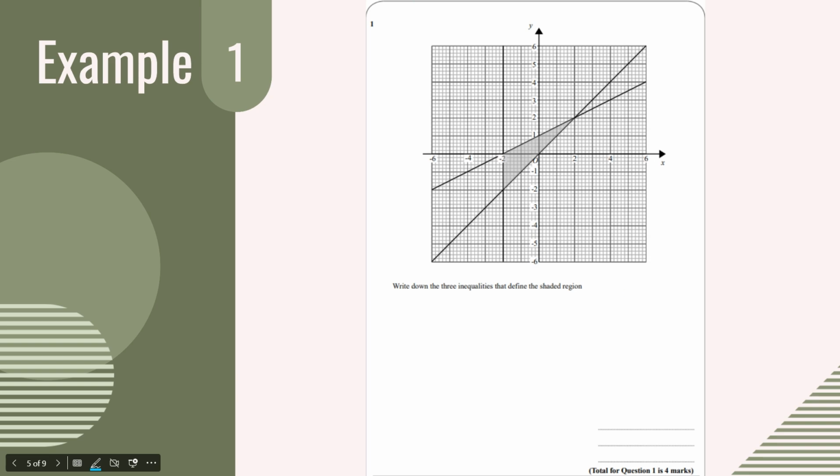So, in our first question, we're asked to write down the three inequalities that define the shaded region. If you cannot see, there's this line here, and this line here. So, that would mean x is greater than or equal to negative 2, y is greater than or equal to x, but y is less than or equal to 0.5x plus 1.